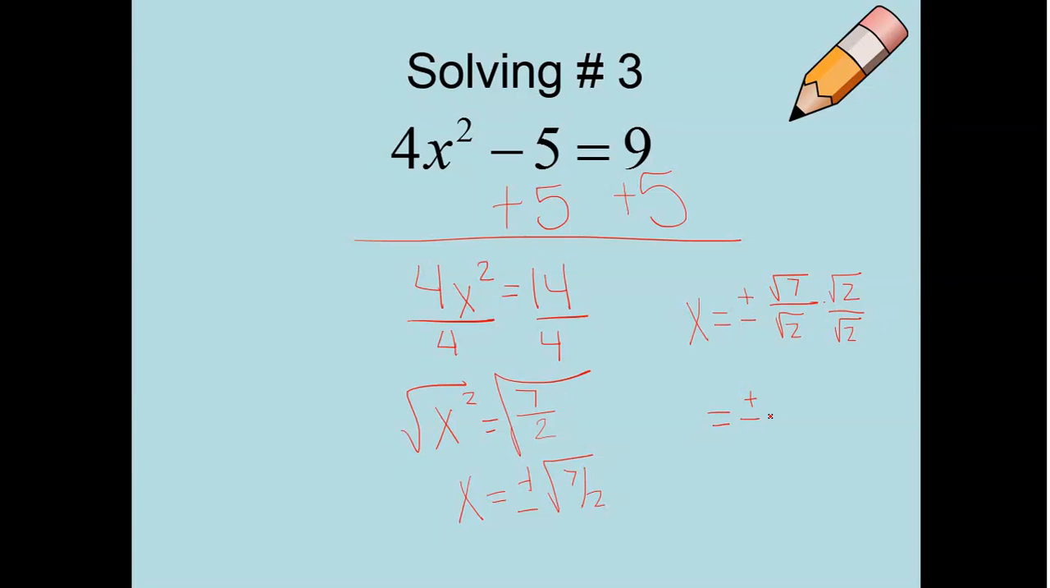Square root of 7 times the square root of 2 is the square root of 14. Basically all you do is multiply the radicands, the numbers inside the little box thing. And then I'm going to do square root of 2 times the square root of 2. Well, that's the square root of 4. And the square root of 4 is 2. So my answer is x equals plus or minus the square root of 14 divided by 2.